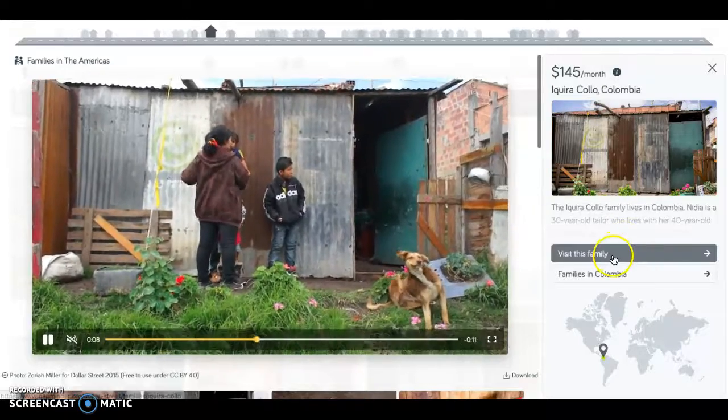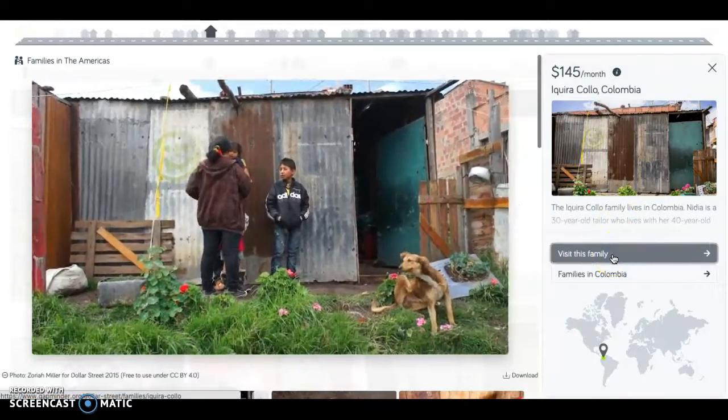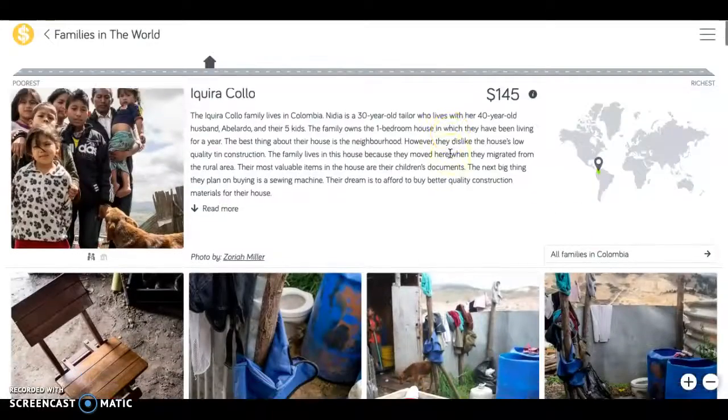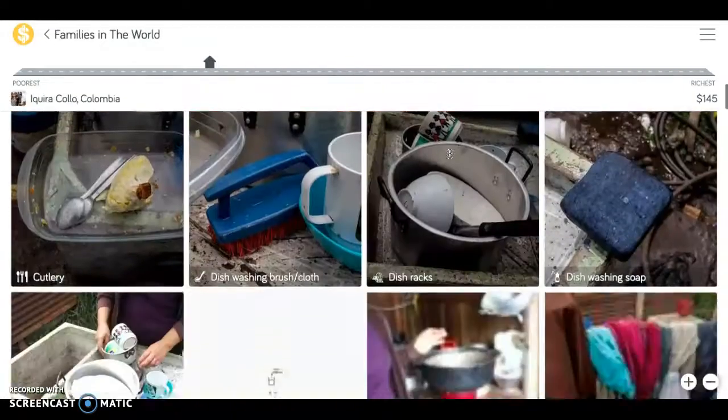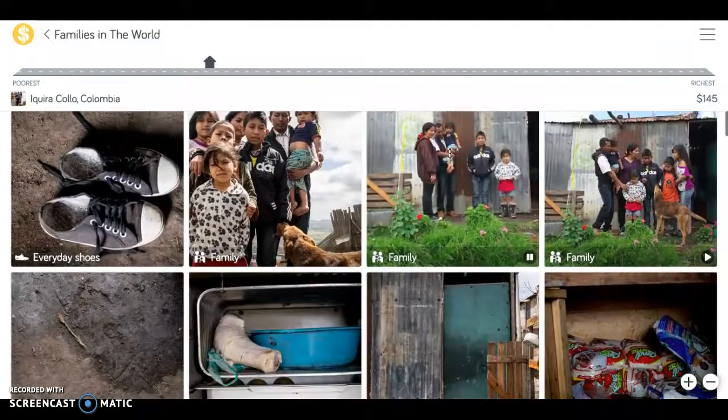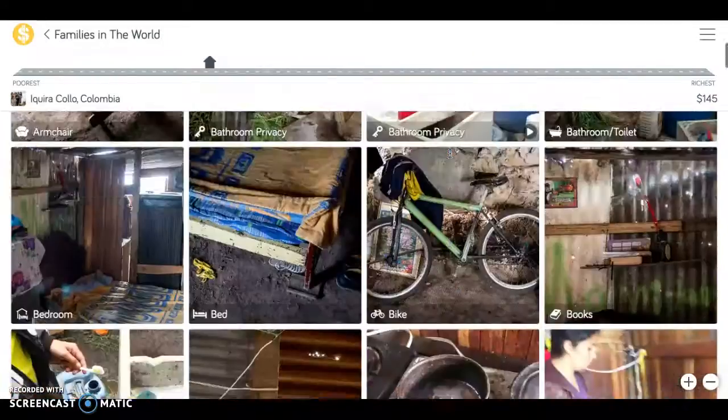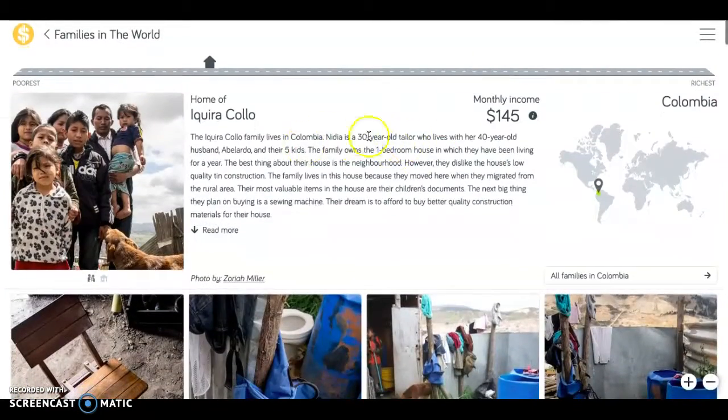And what you do is you go to visit this family, and then you can see a lot more pictures. Sometimes it's kind of hard to describe the house to get a real good picture of it. But there's also a description of the house at the top here. It says they have a one-bedroom house, and it looks like it's made out of tin. We don't know how to say tin in Spanish, so we're not going to worry about that.